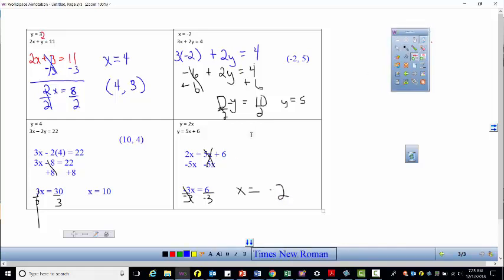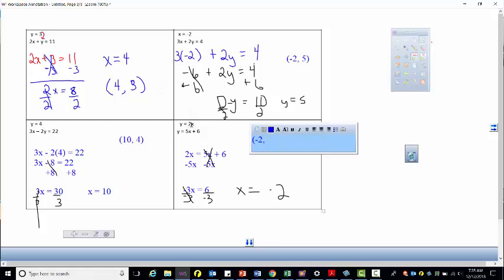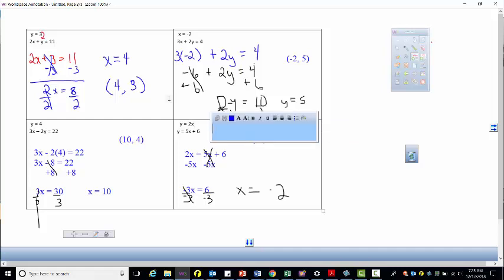So that means your x is negative 2, but I still don't know my y. So I have to go back up to the first one. So I have y equals 2 and I have x. Well, x was negative 2. So my answer for my y, I have to say, well, y equals 2 times negative 2, which is 4. So my y is 4.